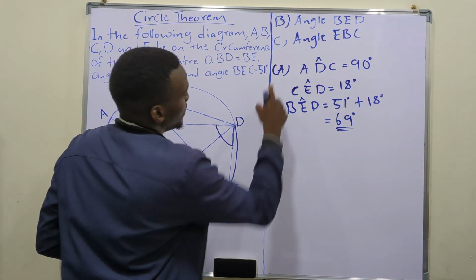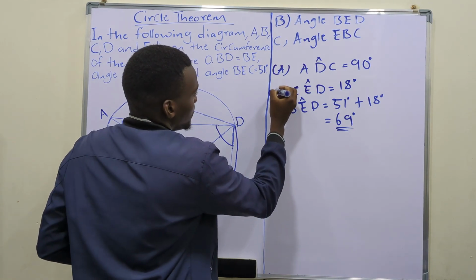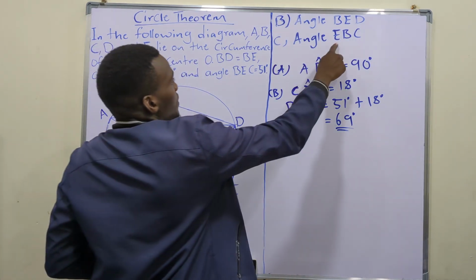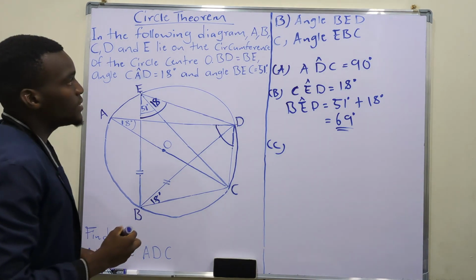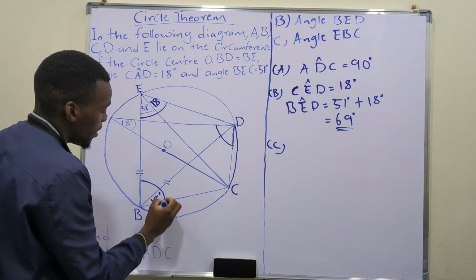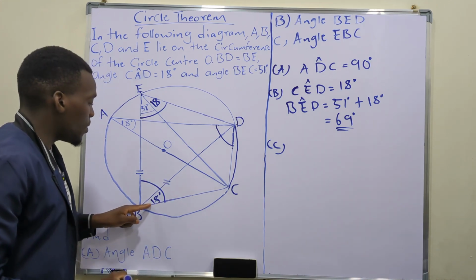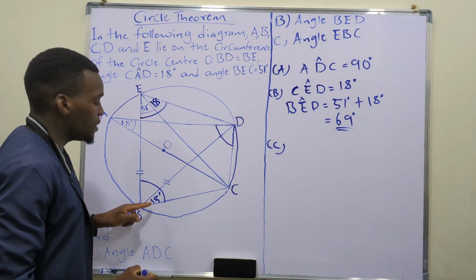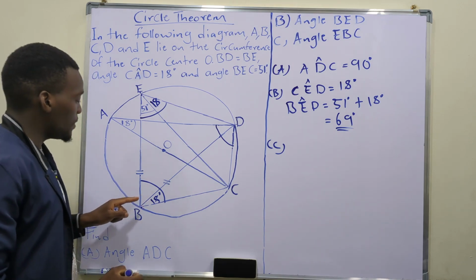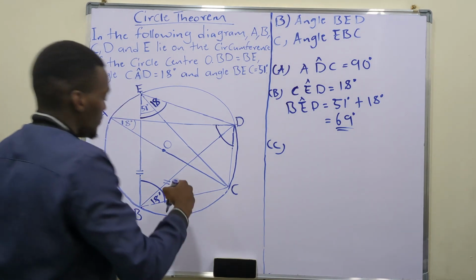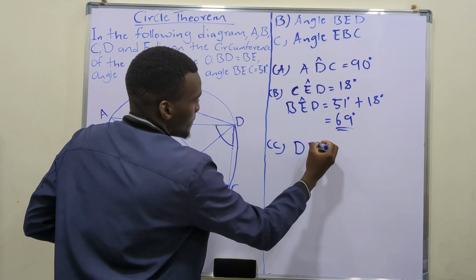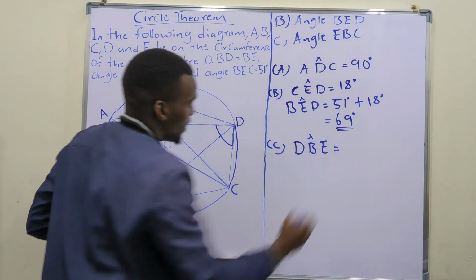We can move on and solve the last part of the question, which is finding the angle EBC. So let's identify where EBC is. So you have E, B, and C there. So it is this entire angle here. So again, on this angle, we have already been given part of it, which is 18 degrees. So another part is remaining there. So how can we find this angle? We can name this remaining part here as DBE. So let's find DBE.